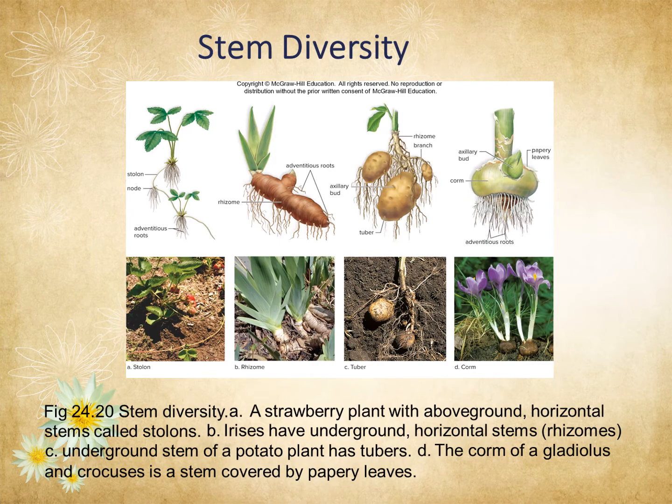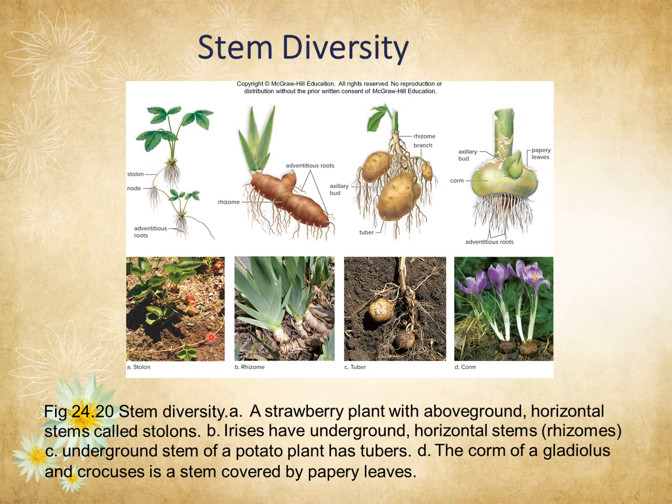So there are many plants whose ground level or below ground stems are often mistaken for roots. The first one here, this photo shows the stem diversity. In the first photo, we have the stolon, which is a horizontal stem. Another word for it is runners, which produce new plants where the nodes touch the ground. An example here is the strawberry plant, a common example of this type of stem.